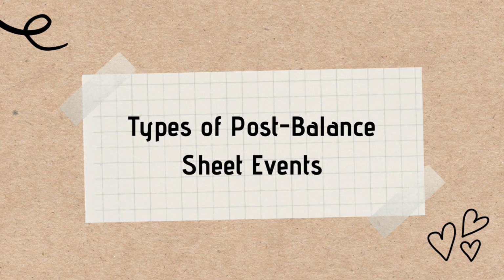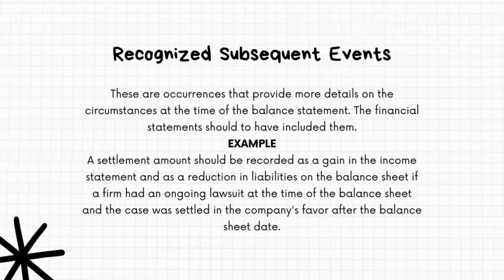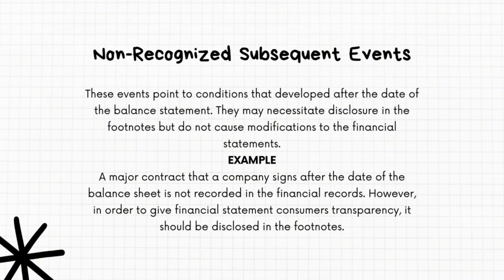For the last question, types of post-balance sheet events. First, recognized subsequent events. These are occurrences that provide more details on the circumstances at the time of the balance sheet. The financial statements should have included them. For example, a settlement amount should be recorded as a gain in the income statement and as a reduction in liabilities on the balance sheet if a firm had an ongoing lawsuit at the time of the balance sheet and the case was settled in the company's favor after the balance sheet date.